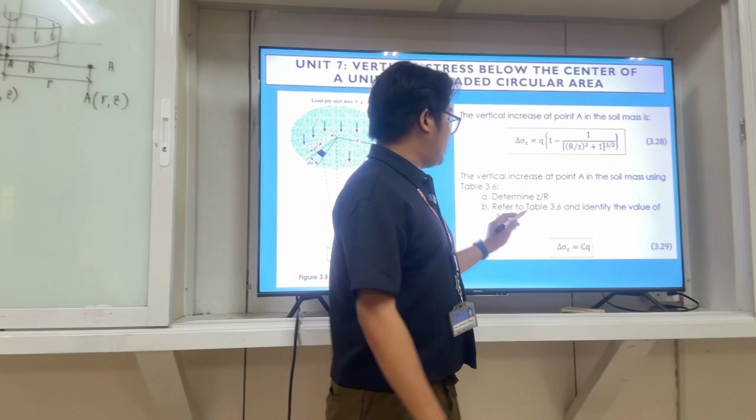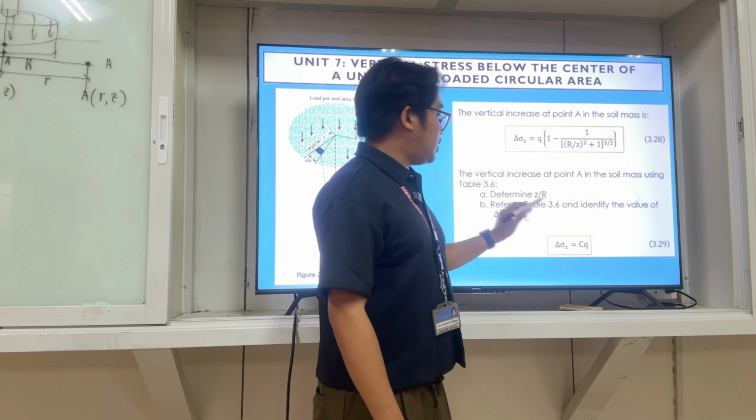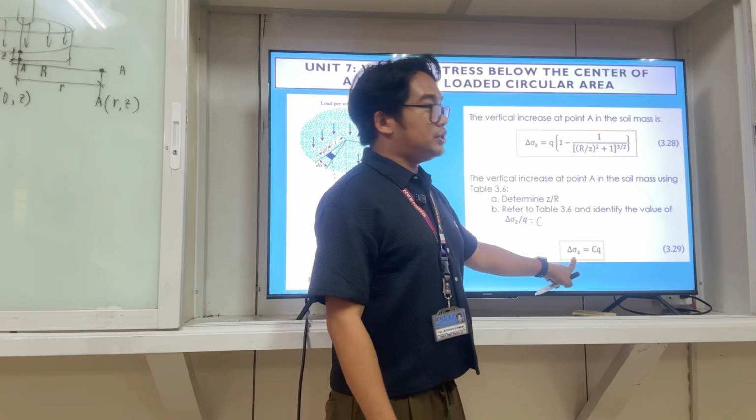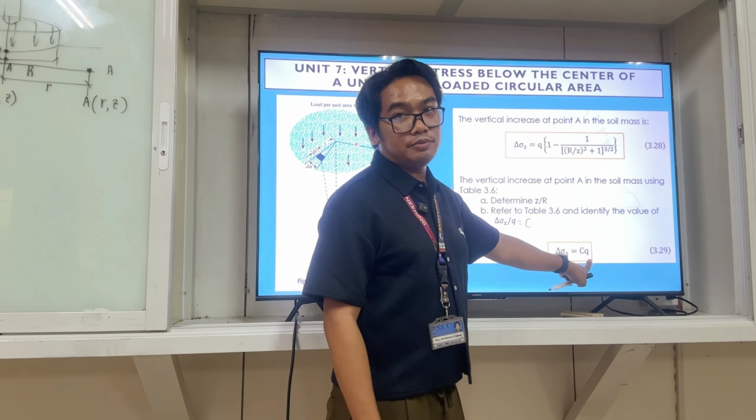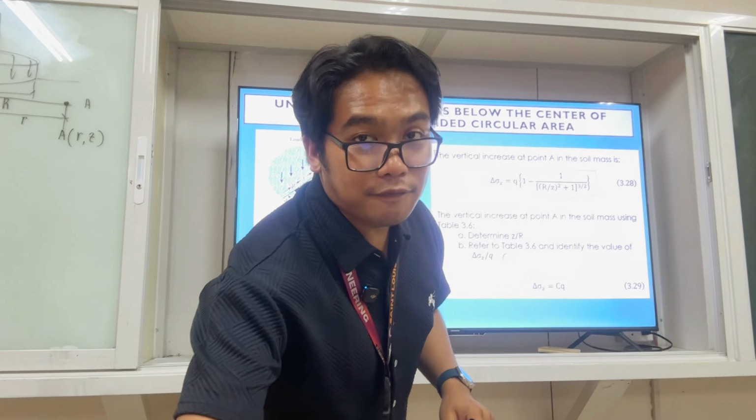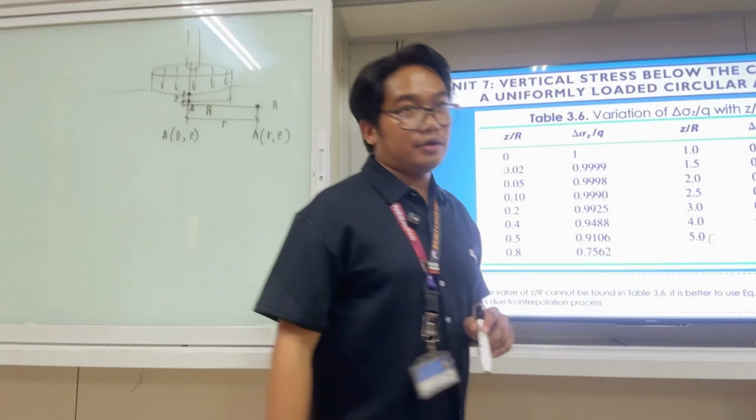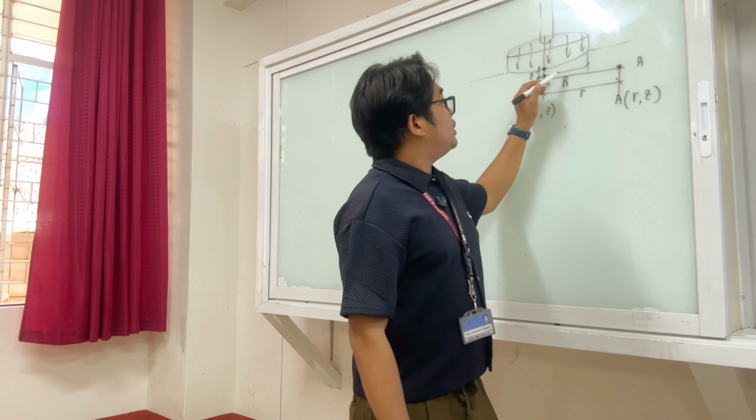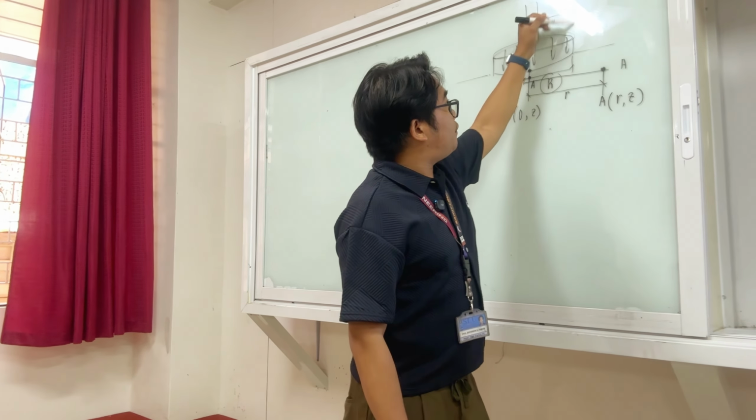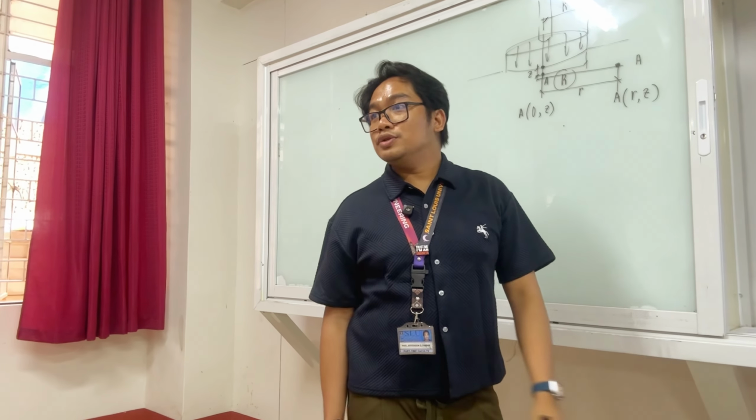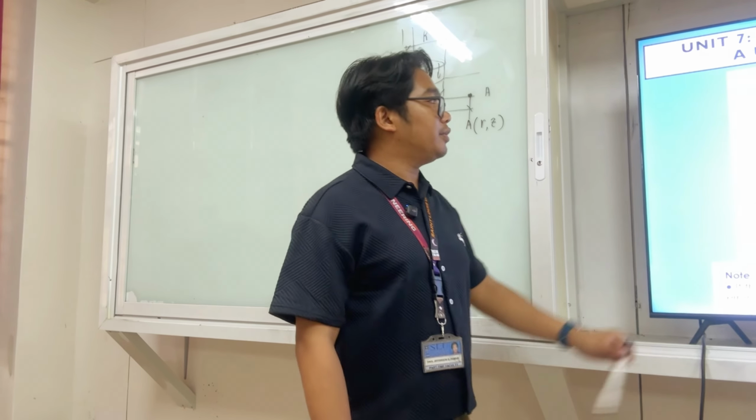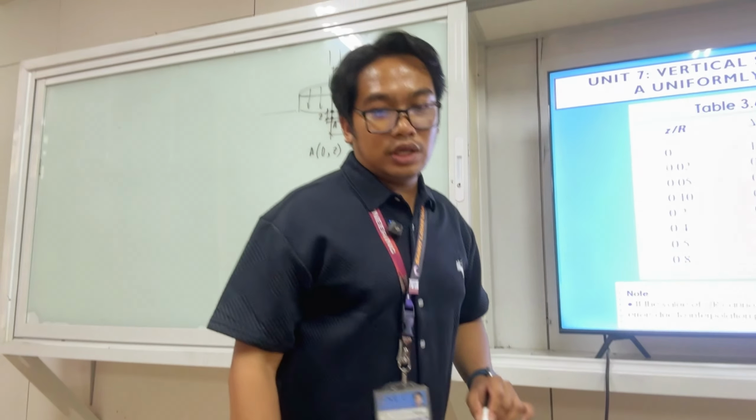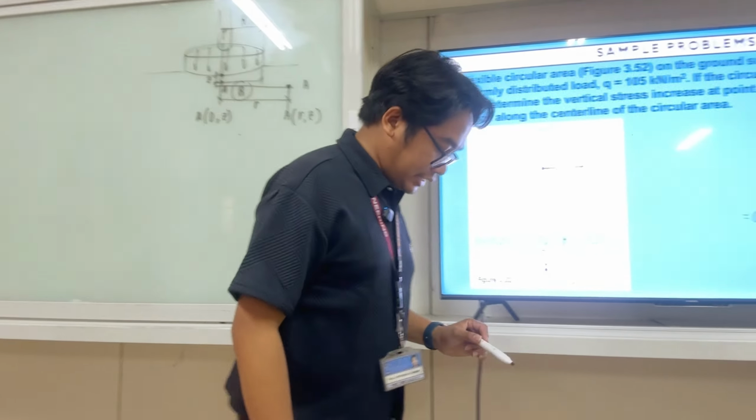But if we were to use the table, where delta sigma Z over Q is equal to C, therefore, the use of the table would just be, or the vertical increase in stress would just be C times Q. Saan manggagaling yung C? That would just come from the ratio of Z over R, where again, Z is the depth of the point concerned and R is the radius. Do not forget that capital R is the radius of the circular load. Nasusundan. The ratio would then equate to the equivalent value of C. Then multiply that to the Q, gives you the increase in vertical stress.